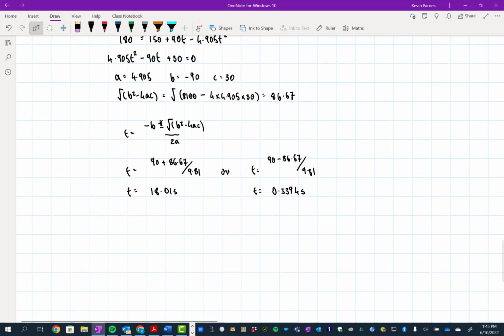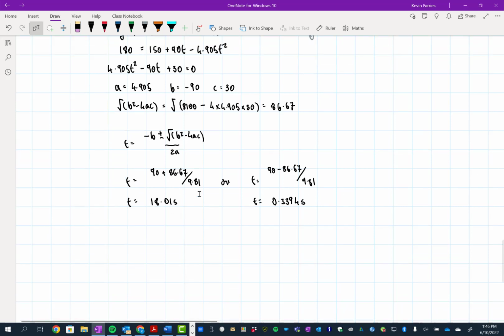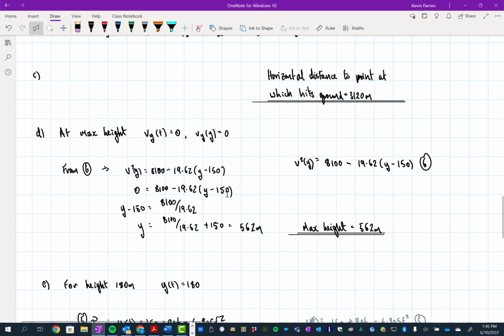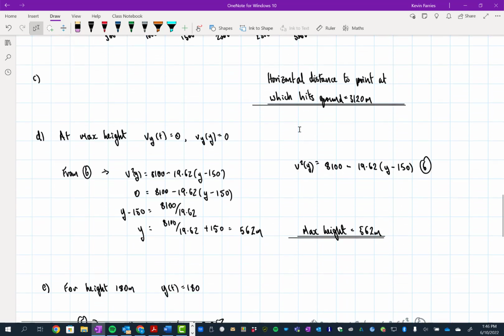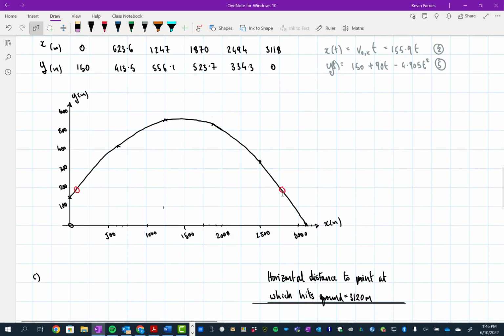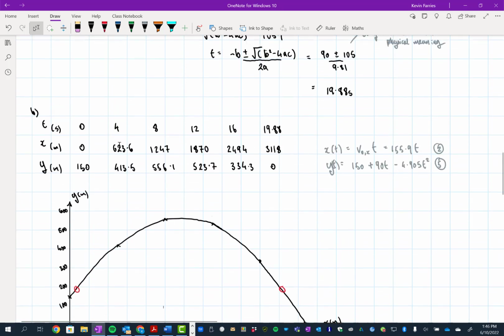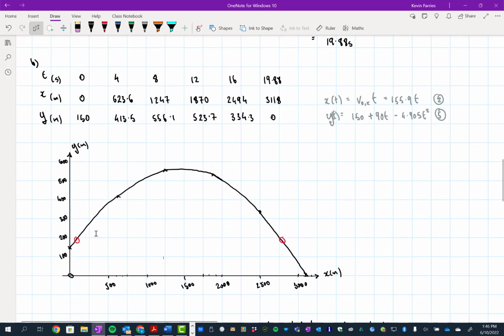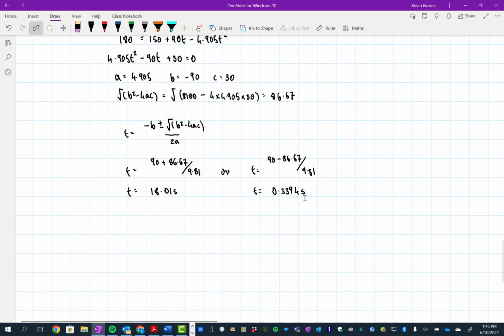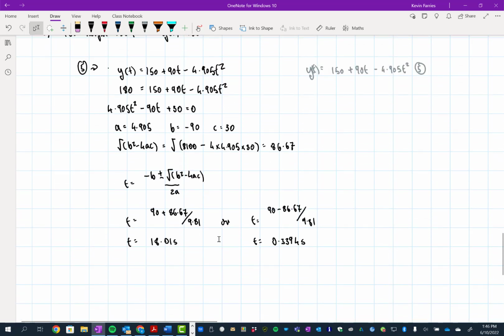And in this case, both of those answers, it's plus or minus, both of those answers are valid. So you've got one at 18.01 seconds. Let's just go back up here and see. So the total time at the end was about 19 point something, so 19.88. So this answer of 18 seconds for this point seems quite reasonable. And similarly, the very short time at this end. This point here was at 4 seconds. And so this 0.339 for that first point seems reasonable.